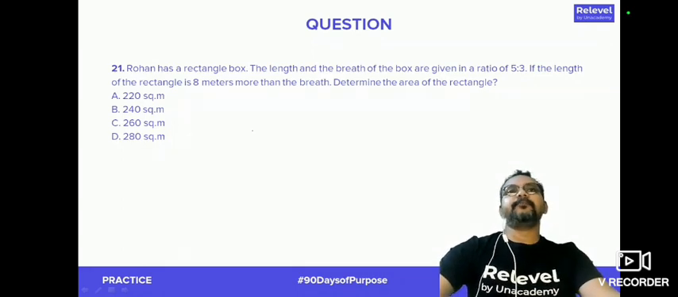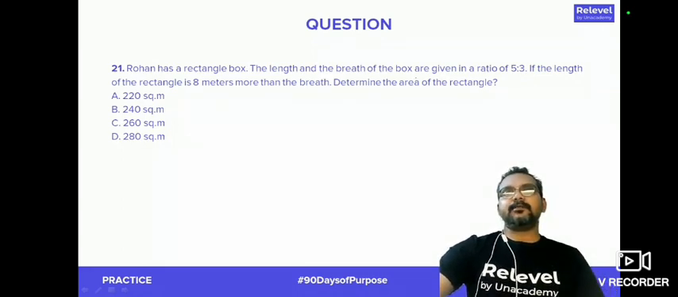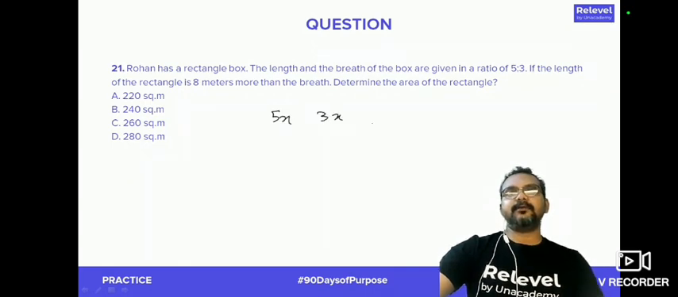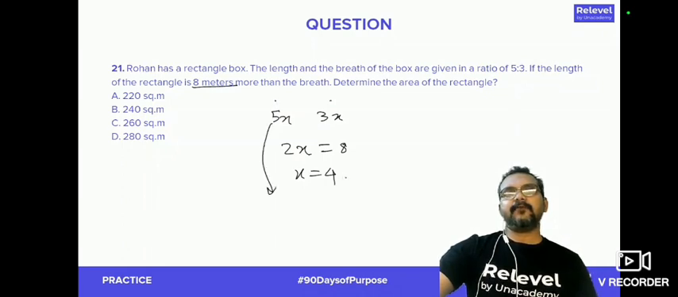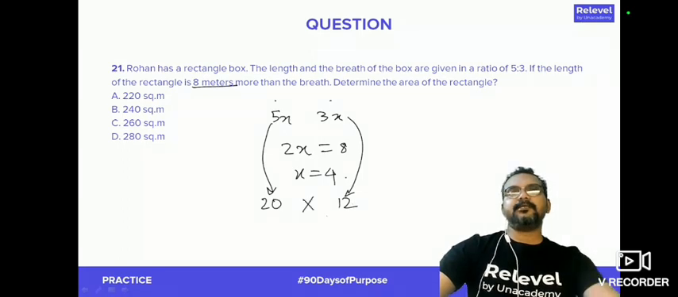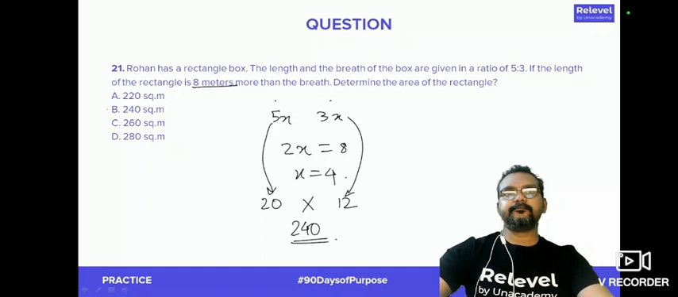21. You have a rectangular box. The length and width are 5x and 3x because the ratio is 5:3. Length is how much more than the width? Difference is 2x, which is given to be 8 meters. So x is 4. So if I plug in, 5x becomes 20 and 3x becomes 12. So the area is 240 square meters. That is option B.